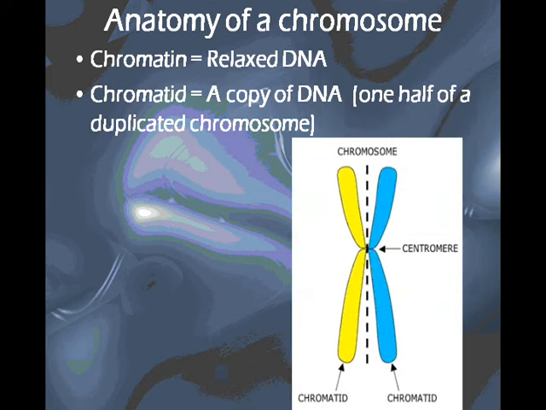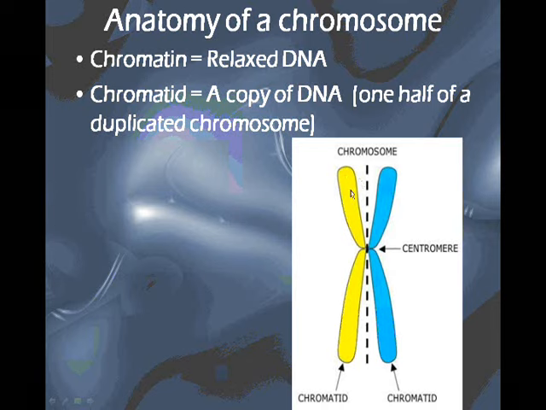Once that DNA condenses, it turns into a chromosome. And when it's duplicated, we refer to a chromosome as having two chromatids, sometimes called sister chromatids. Each chromatid is an exact copy of the other one. So this yellow half of the chromosome, that's one chromatid, is an exact copy of this blue side, which is another sister chromatid. They are attached together at the centromere, as shown in this diagram. They are exact copies of one another.